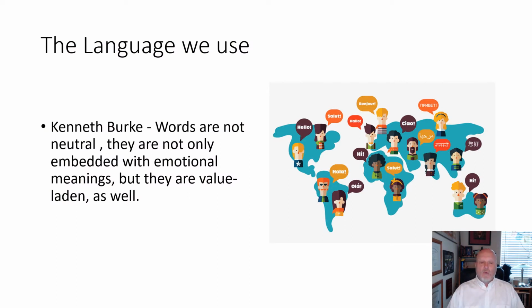Kenneth Burke: words are not neutral. In other words, words have meanings, and those meanings have emotions embedded with them. They are value laden. They are important. Now, when we talk about friendship, when we talk about love, when we talk about enemies, all those things have a powerful emotion associated with them, which means that the words we use are not neutral.